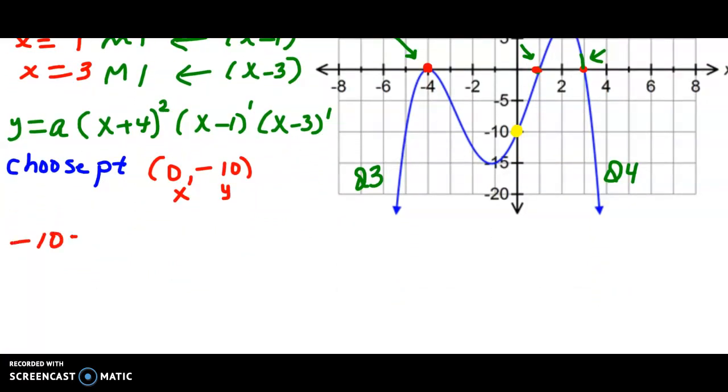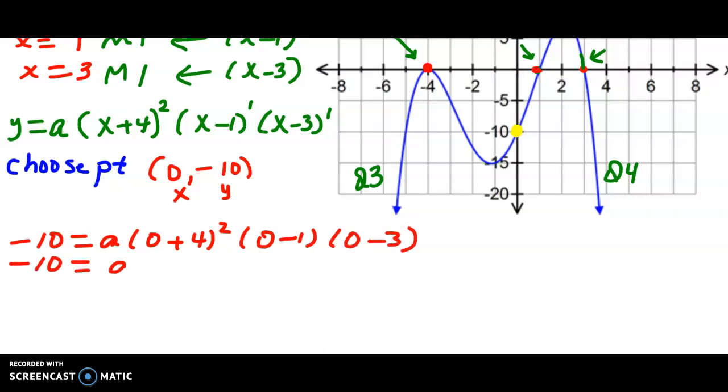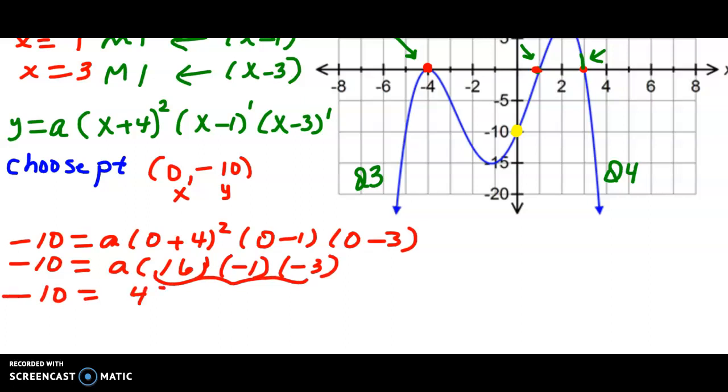So -10 equals a. I'm going to plug in 0 for the x, and 0 again, subtract 1, 0, subtract 3. I'm going to get -10 equals a times 4 squared, which is 16, times -1, times -3. I'm going to multiply this out, which would give me positive 48, but I still have that a. I'm going to divide by 48 to isolate the a.